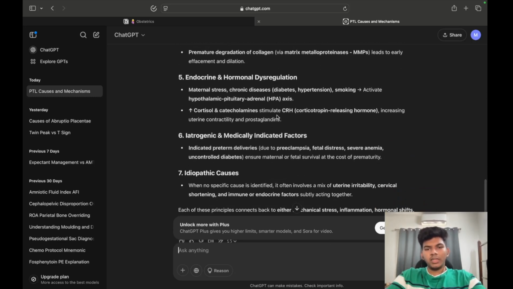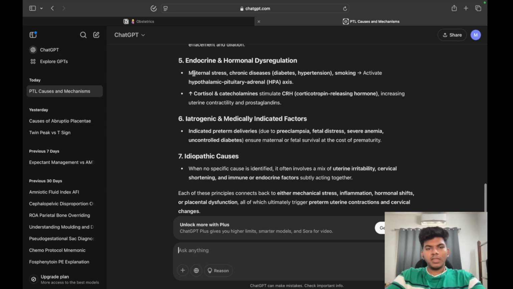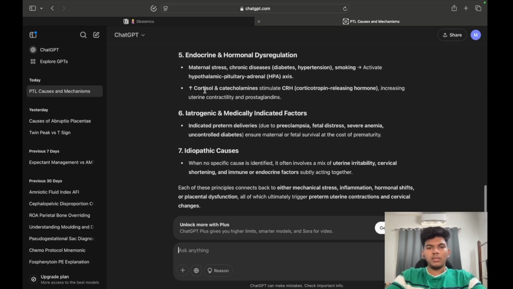Next, coming to endocrine and hormonal dysregulation. So maternal stress, chronic diseases, diabetes, hypertension, smoking, all of these can activate the HPA axis and can lead to preterm labor.